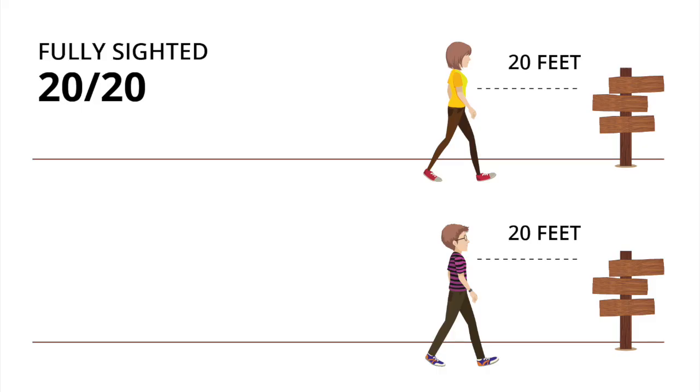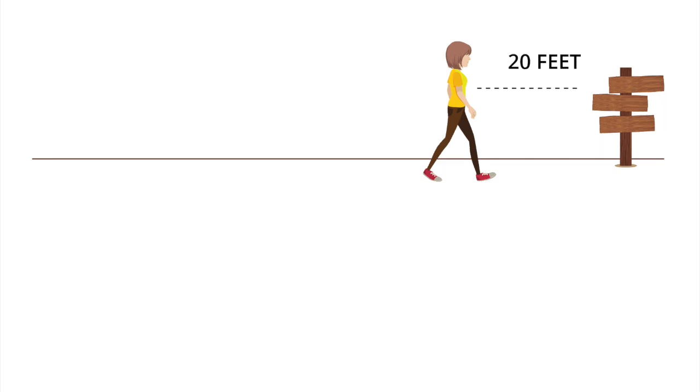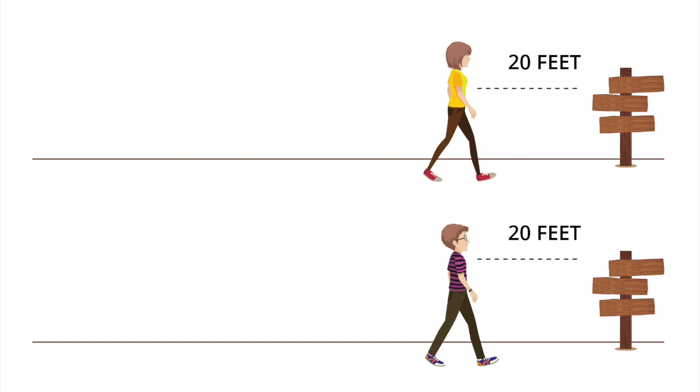First, we will talk about what is considered perfect vision or fully sighted. Someone who has no struggles with their vision and everything is clear and in focus for them would have a visual acuity of 20/20. And this means an average or fully sighted person can see an object from 20 feet away, while you can also see an object from 20 feet away.